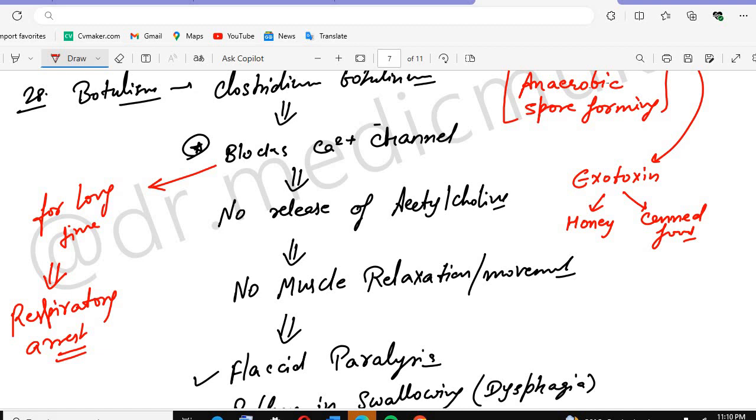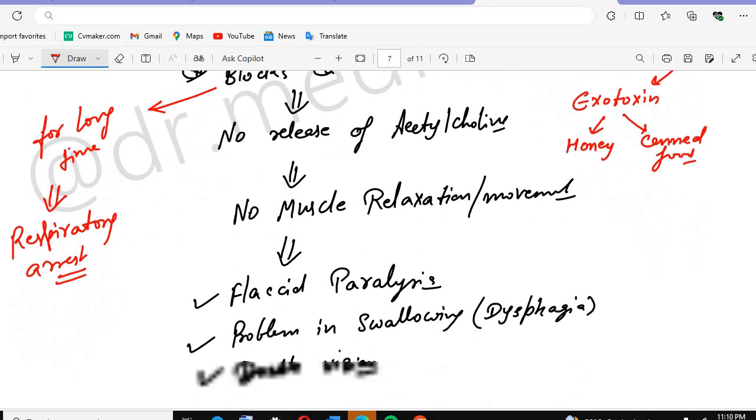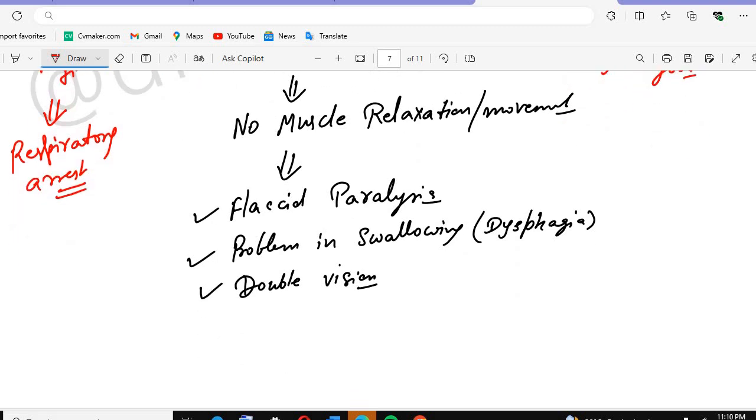Okay, so remember that botulism is caused by Clostridium botulinum, which is a gram positive, anaerobic, spore forming bacteria. It will block the calcium channels, and if the calcium channel is blocked, there is no release of the neurotransmitter acetylcholine, so no muscle movement would be there, and the patient will have flaccid paralysis. Along with that there is a problem in swallowing, dysphagia, and double vision, which we call diplopia. The patient will have diplopia.